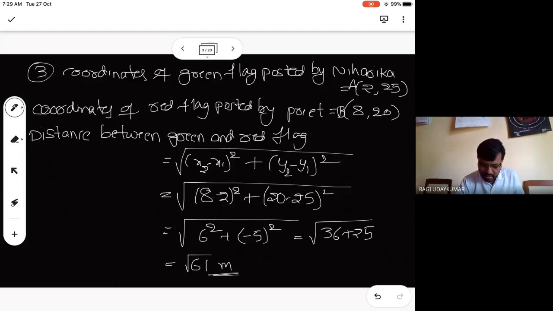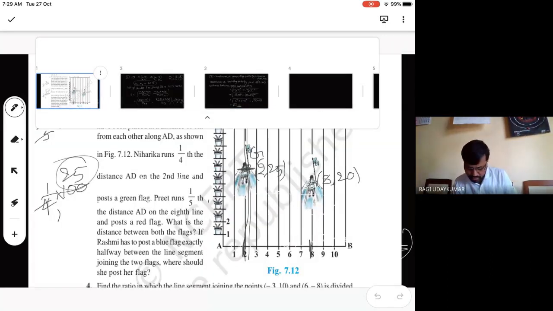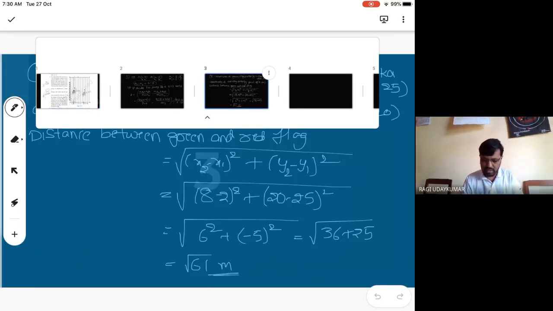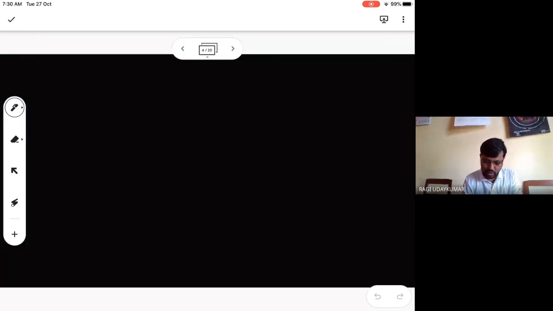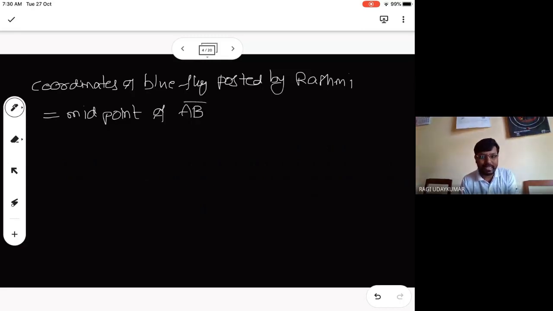And another girl. What is the name of the other girl? Rashmi. Rashmi has to post the blue flag exactly halfway between the two. Okay. Coordinates of the blue flag posted by Rashmi, which is equal to the midpoint of AB, the midpoint of the line segment AB.